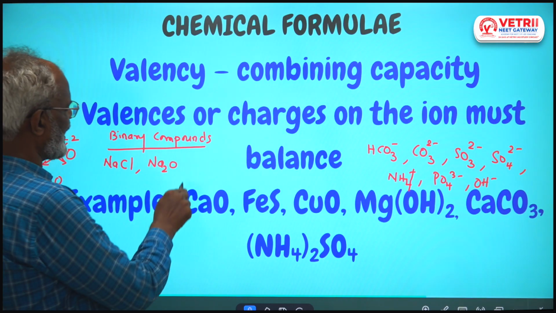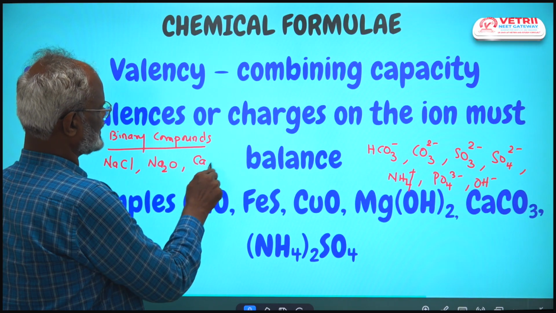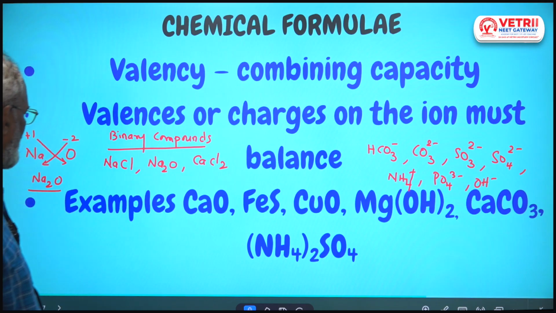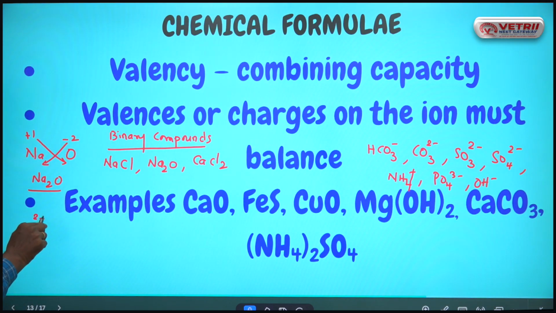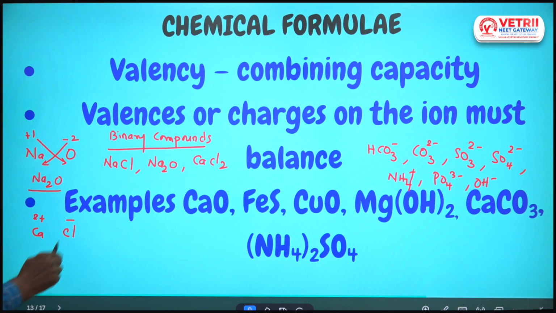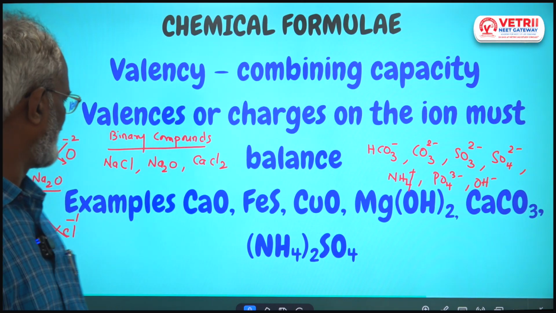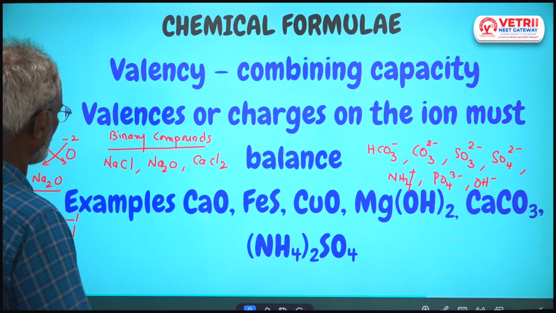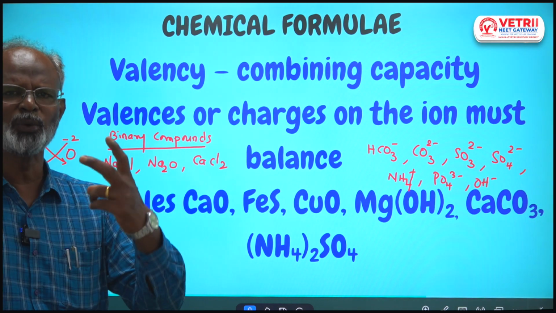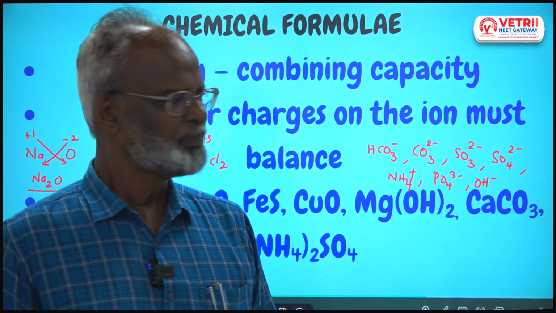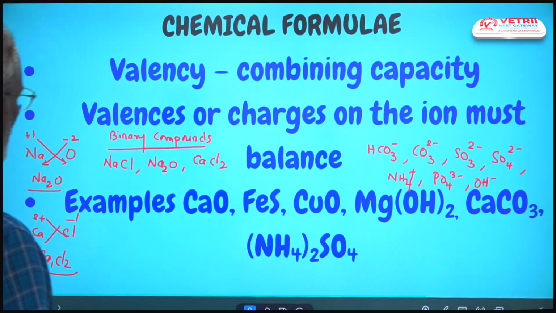Similarly, another binary compound is calcium chloride, CaCl2. How do you get CaCl2? Calcium 2 plus and Cl minus 1. Cross this, we get Ca1Cl2, that is CaCl2. Then magnesium. So these are some of the binary compounds where only two elements are involved.